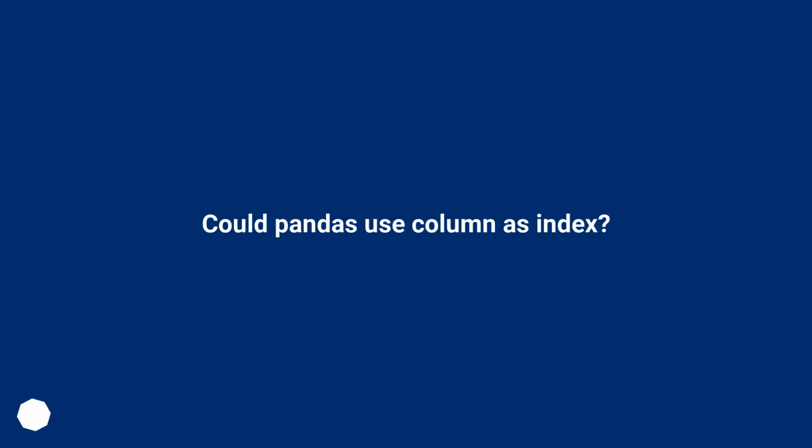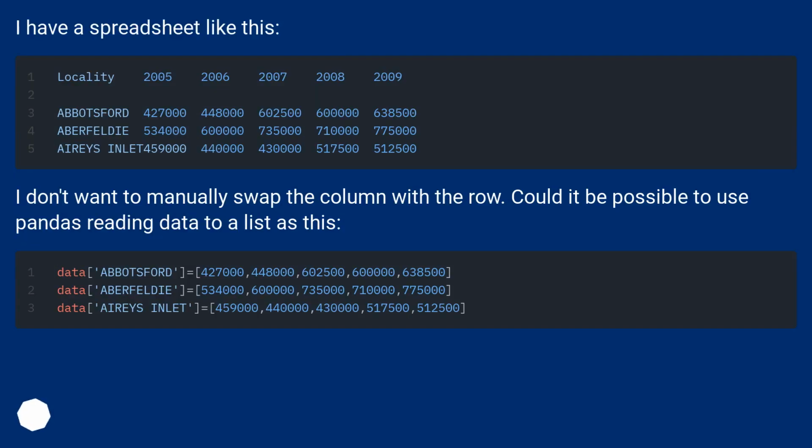Could pandas use a column as index? I have a spreadsheet like this. I don't want to manually swap the column with a row. Would it be possible to use pandas to read the data into a list like this?